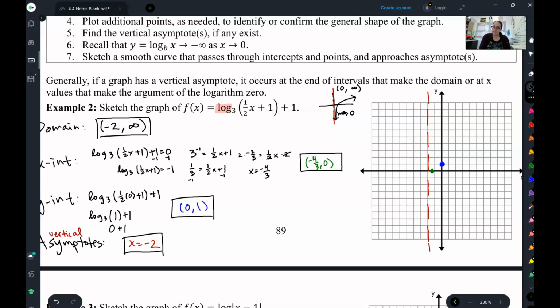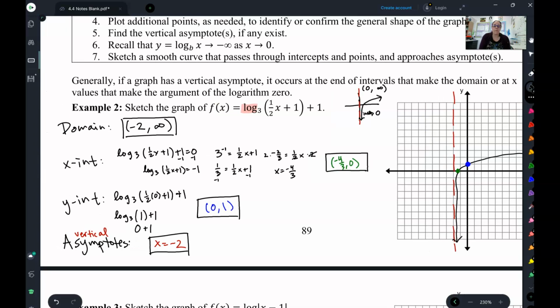And I can see my graph. Come right here, there, and we're done. Graphed. Check. So that is our first example of solving a logarithmic graph. However, this is a pretty basic one.